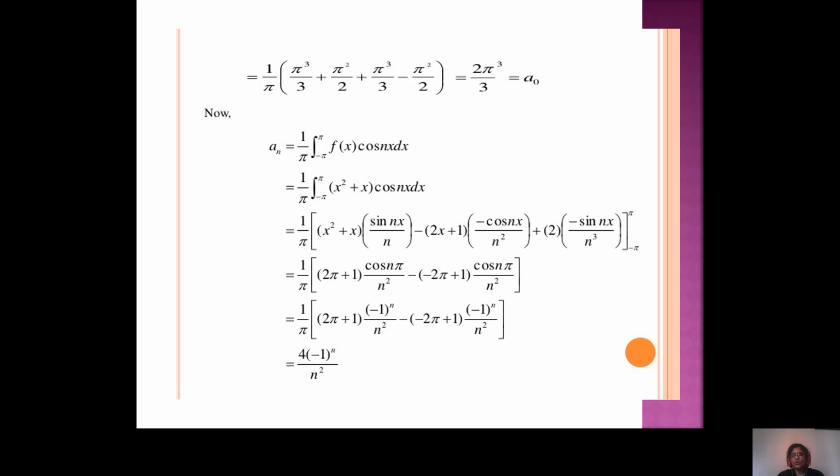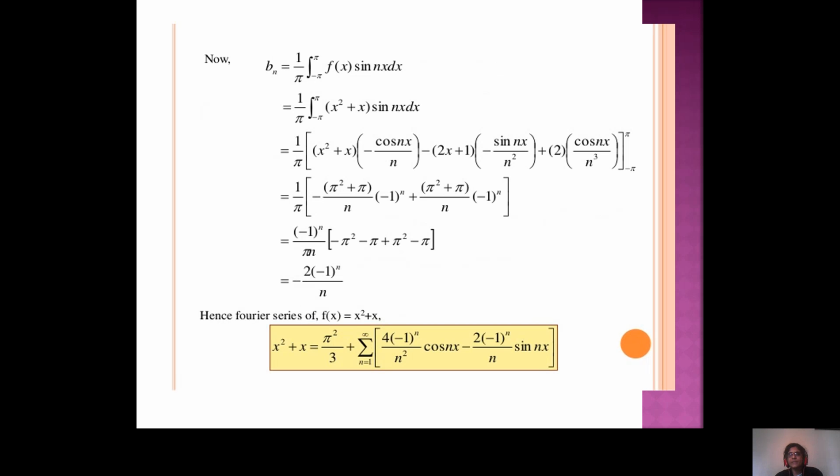So 1 by pi into 2 pi plus 1 cos n pi by n square minus of minus 2 pi plus 1 cos n pi by n square. So we get 1 by pi into 2 pi plus 1 minus 1 whole power n by n square minus of minus 2 pi plus 1 minus 1 whole power n by n square. So that is equal to 4 into minus 1 whole power n by n square. So a naught is 2 pi cube by 3 and a n we get 4 into minus 1 whole power n by n square. Next, how do you find the b n?